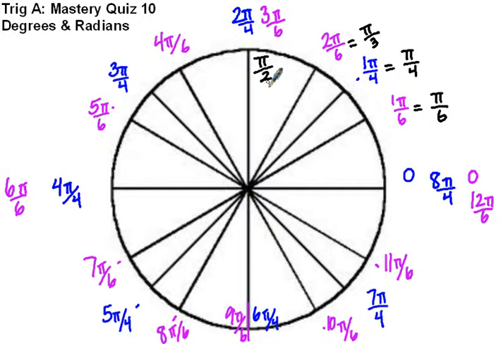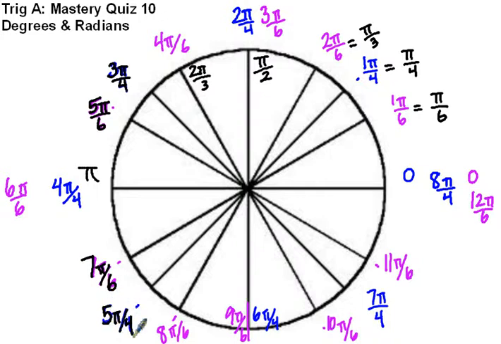2 fourths is the same as a half. 3 sixths is the same as a half. Here I'm dividing both by 2. Here there's nothing to do. And here too, the simplifying is already done. Here 6 sixths is the same as 4 fourths is the same as plain old 1. 7 pi over 6 doesn't simplify. 5 pi over 4 doesn't simplify.